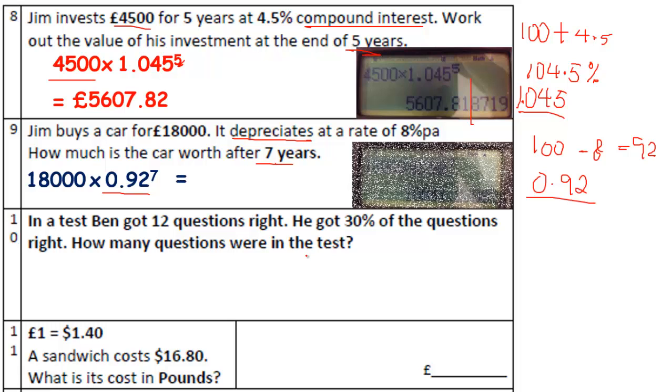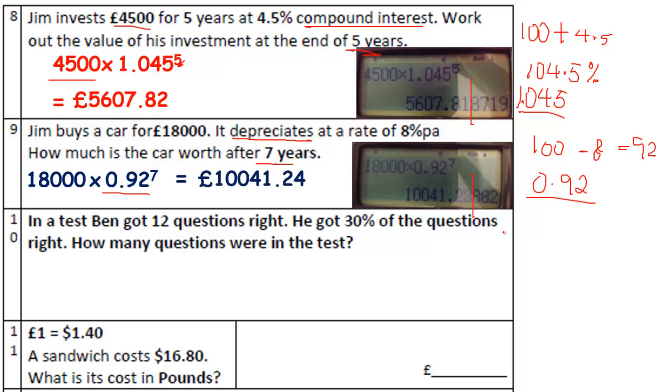When you stick that into your calculator, this is what it should look like. And again, just like the last time, we're going to round it to 2 decimal places because it's money we're dealing with. And in this case, again, I'll need to round that 3 up because the next number along is an 8. So I'm going to get £10,041.24. Make sure you're okay with that, and you could do that yourself.